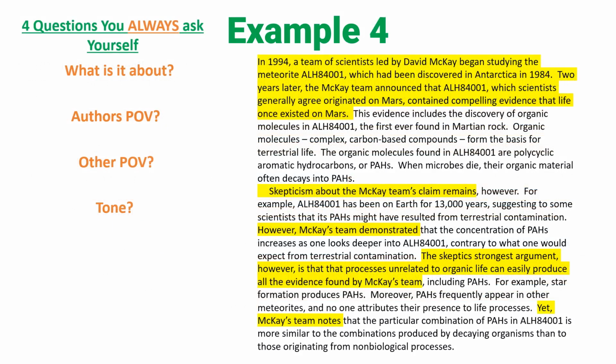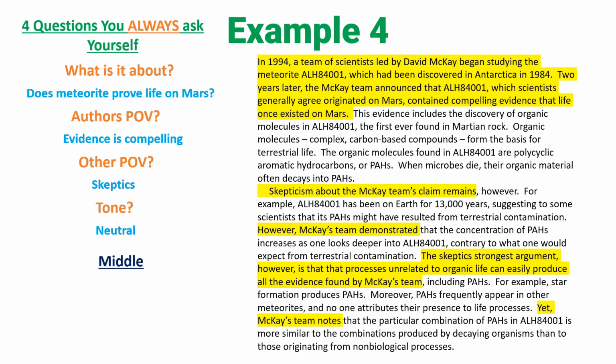All right, the stuff in yellow is the stuff that I actually read and understood, and it's going to be more than enough to answer the 4 questions and get all the other questions right too. Okay, so what is this about? It's, does the meteorite prove that there's life on Mars? What's the author's point of view? The author says the evidence is compelling. Are there other points of view? There sure are. There are skeptics. And what's the tone? The tone is actually fairly neutral. The author is basically going back and forth between the arguments.